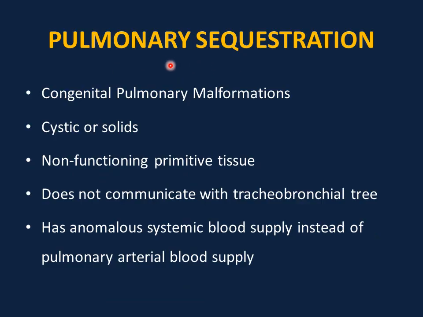Pulmonary sequestration. It's a congenital pulmonary malformation. It could be cystic or solid. This tissue is non-functioning, so there is no gas exchange in this tissue. It does not communicate with the tracheobronchial tree, so it's isolated. It has anomalous systemic blood supply instead of pulmonary arterial blood supply.